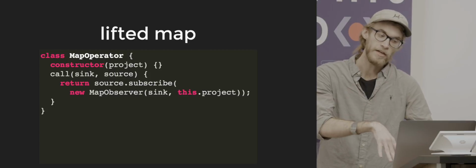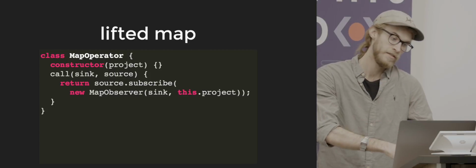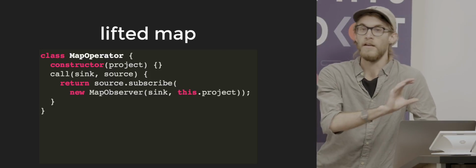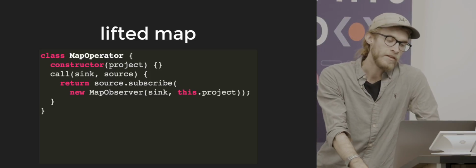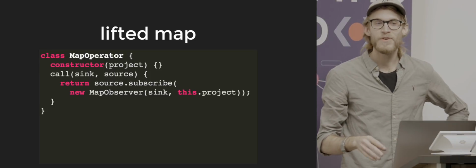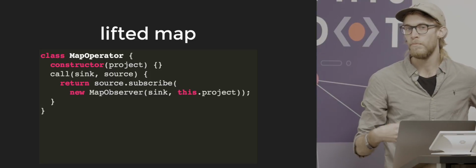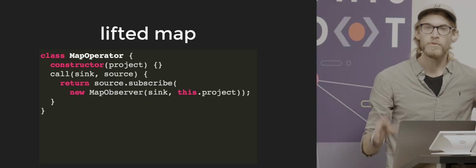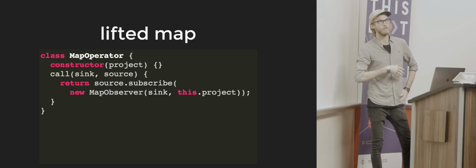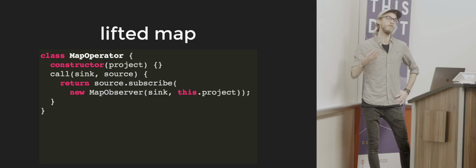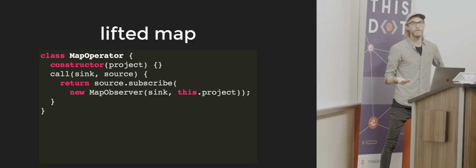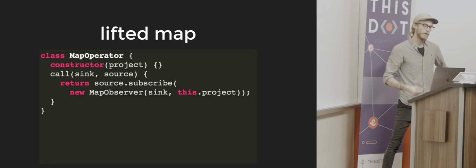Here's the map operator right here. It's a pretty simple class. It takes the project function in its constructor, and then it has a call method. And the call method was named call for a very specific reason, because we also wanted operators to potentially be functions. So we just wanted to map the function API. So you could use just a naked function as an operator, or you could create a strongly typed operator as a class. Either way, they both have call methods, and they can take these two parameters.